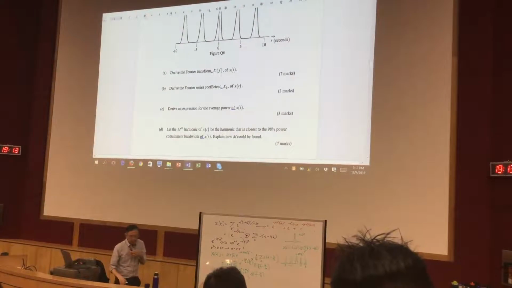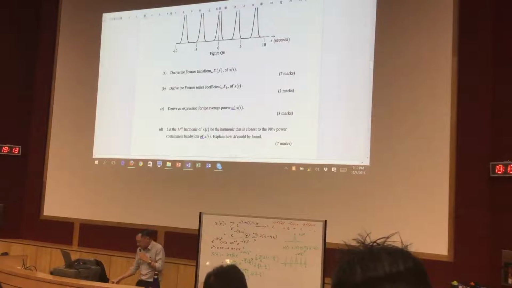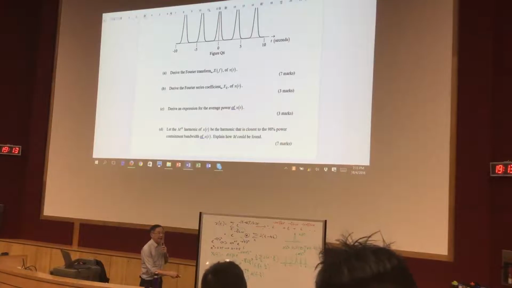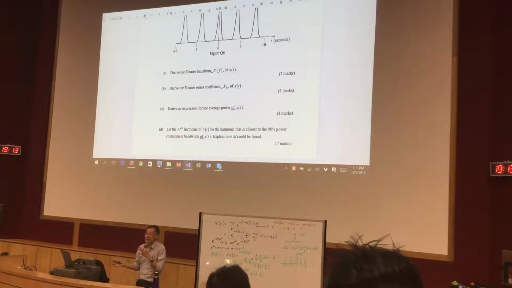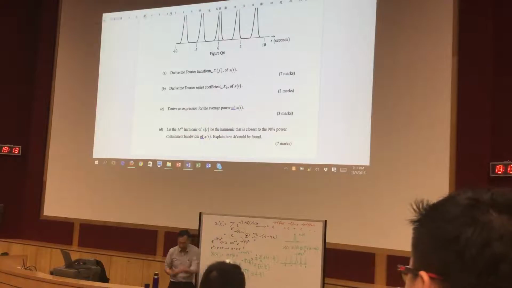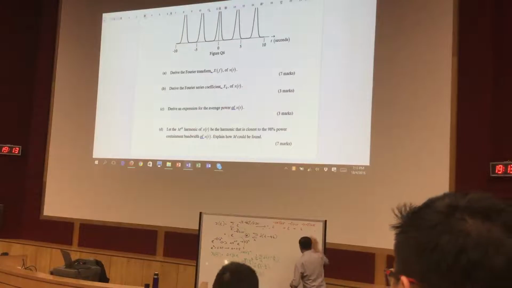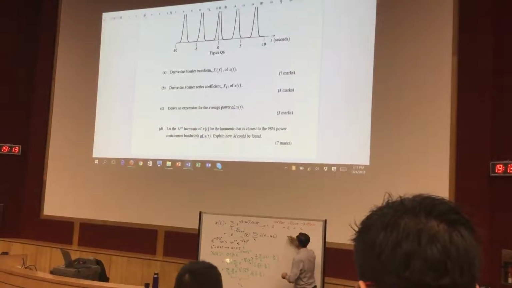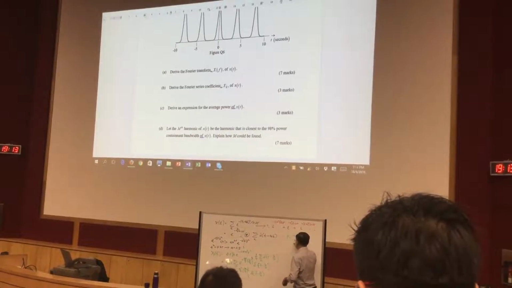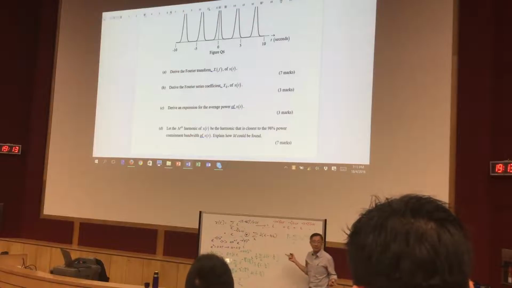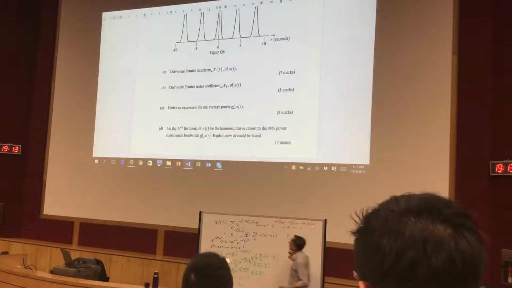Part 3. Derive the expression of the average power. Very simple. You already found your CK. What's the power? Sum of mod CK squared. That's the power. So that's part 3.